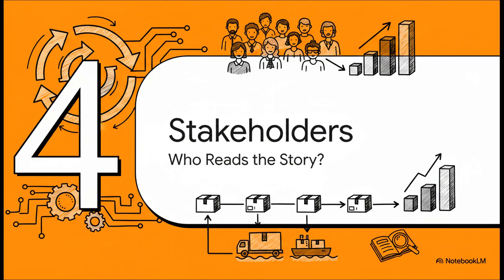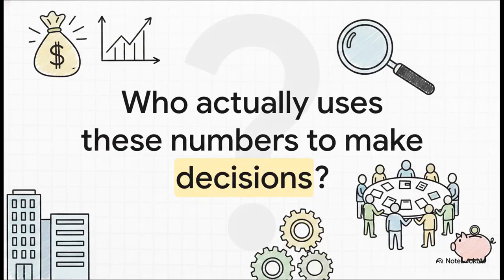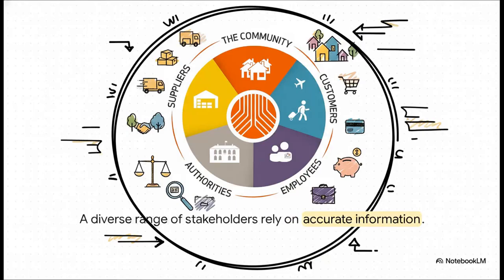Which brings us to Section 4, internal and external stakeholders. Who exactly is reading this story? So, with the data processed and the goods flowing, we really need to ask, who actually uses these numbers to make decisions? Well, the answer lies in our stakeholders. A lot of times, people just assume the business owners are the only audience. But in reality, it's a massive, diverse group.